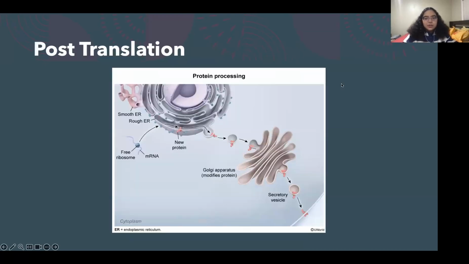After translation, your proteins can get processed. The ribosomes are on the rough ER, so that's where your new proteins would be. And then they can go into vesicles, go to the Golgi apparatus that can modify them, and then be sent to where they need to go. So the Golgi could put on a signal that lets it know where to go. That'll also be later in the cell bio part.